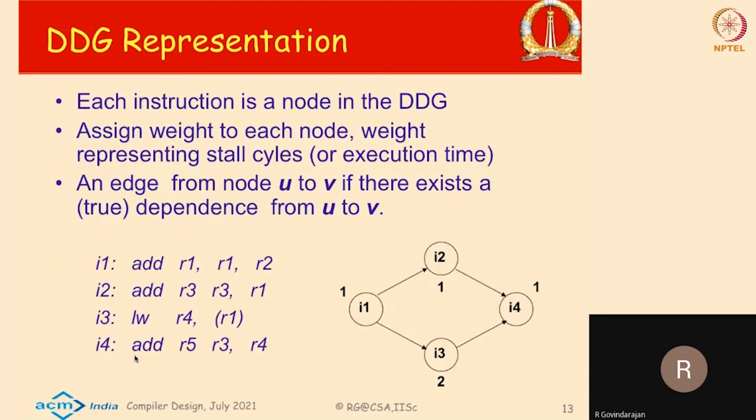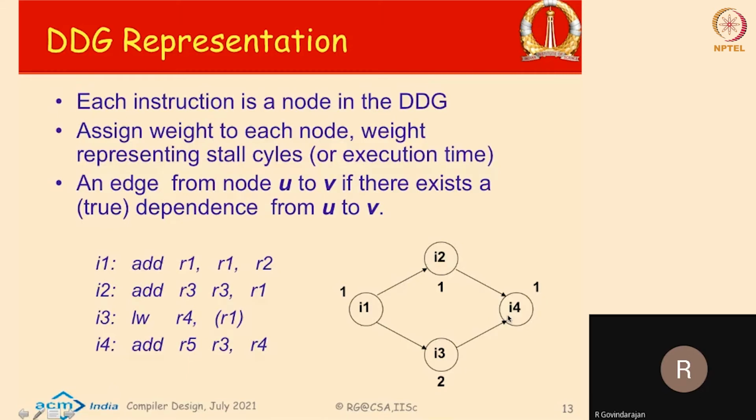So here is an example sequence of instructions, and you can see that the add instruction produces a value into R1, which is consumed by I2 as well as I3. Therefore, there is an edge between them. And of course, I2 and I3 produce values in R3 and R4, which are consumed by I5, and therefore you see these edges over here.